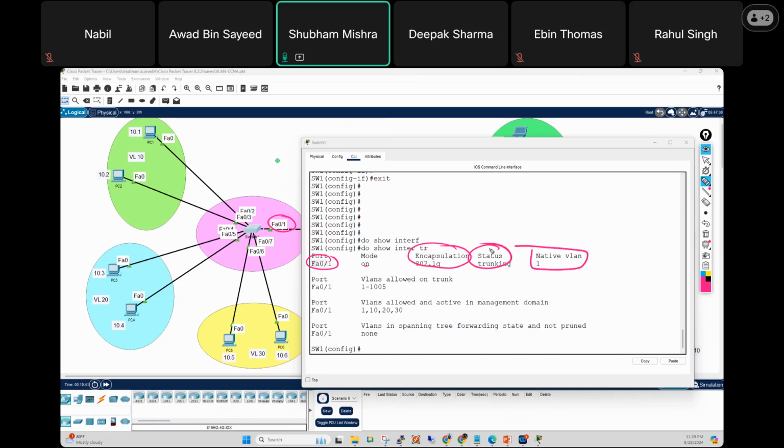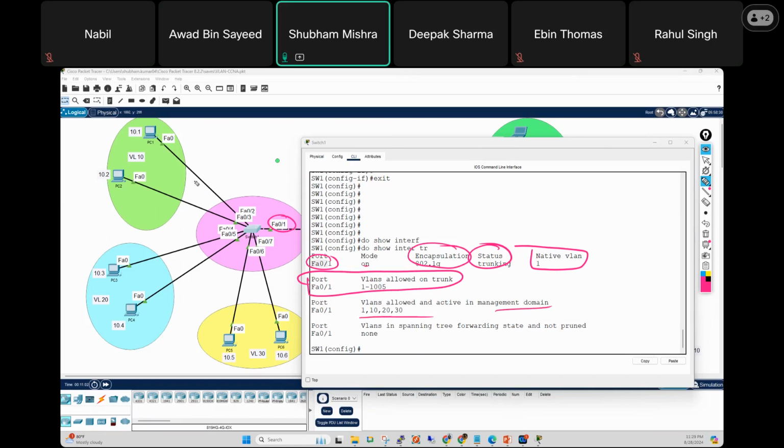Fine. And here, all the VLANs are allowed. But I told you in yesterday's class, due to security reasons, we are not doing it like this. Yes or no? And these are the VLANs allowed in the active management domain.